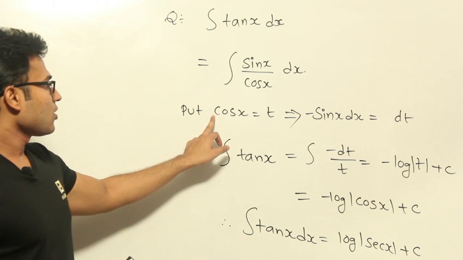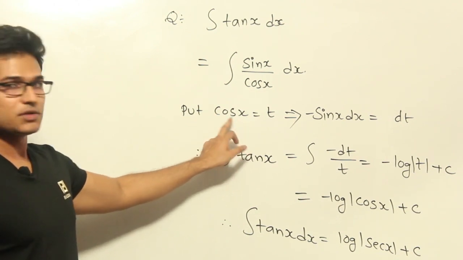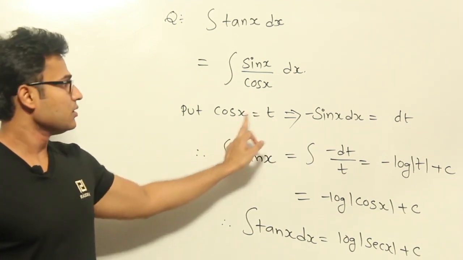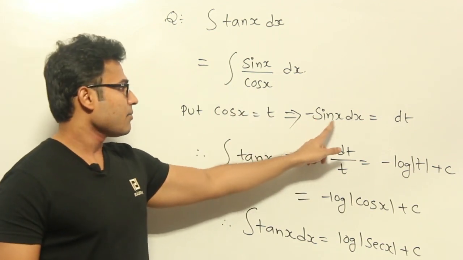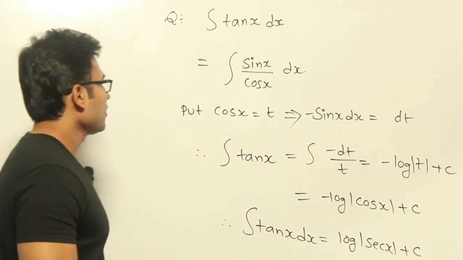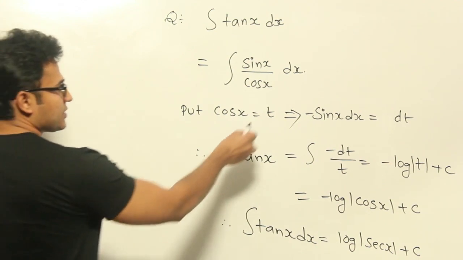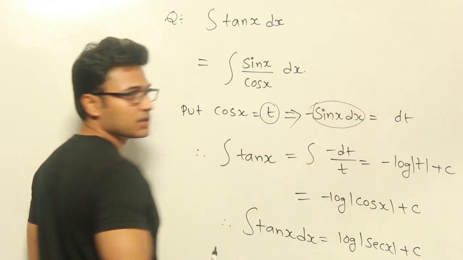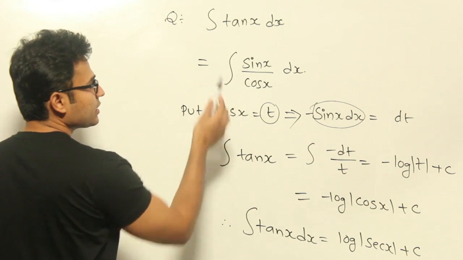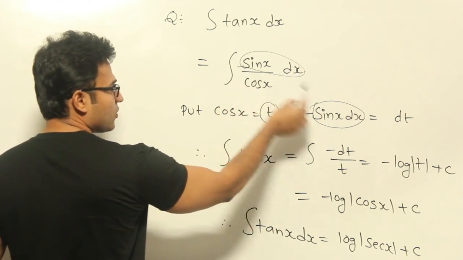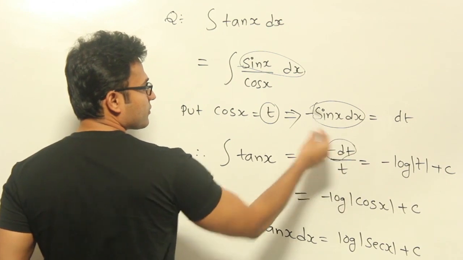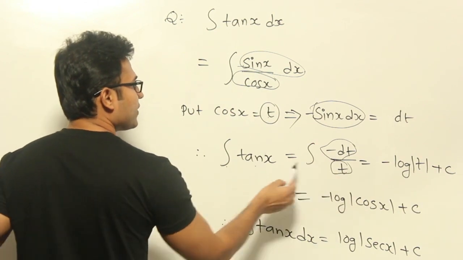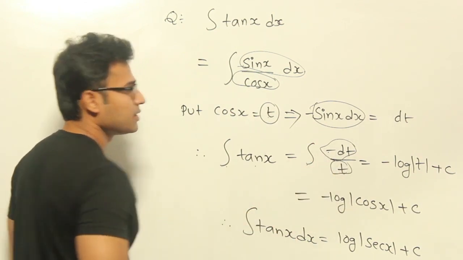So how do you get it? If you differentiate cos x with respect to t, it is minus sin x into dx by dt, and this side you get 1, and dt you can send to that side. That way you get minus sin x dx equal to dt. Now we know that cos x can be replaced with t and sin x dx can be replaced with minus dt. Therefore in this integral, in place of sin x dx you write minus dt, and in place of cos x you write t. Therefore the integral of tan x is nothing but the integral of minus dt by t.